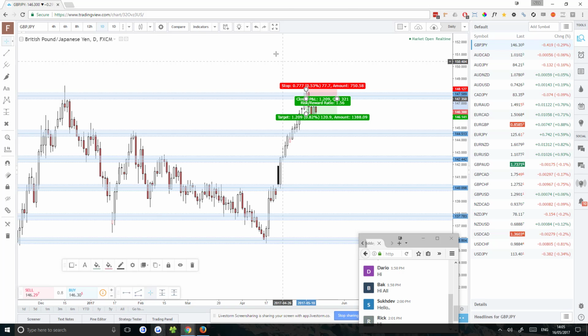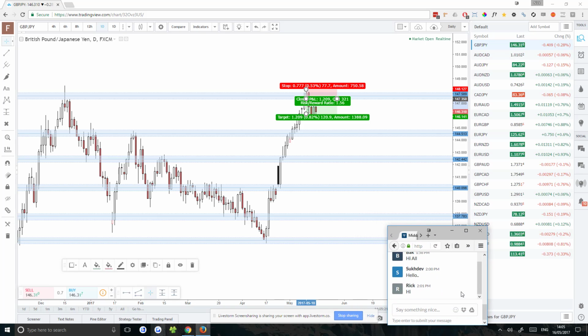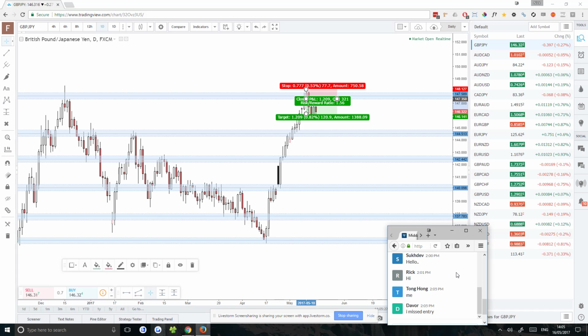How'd you guys do on the GBP JPY trade? Anyone that was in here that took that trade? How did it work out for you? You missed the entry, Dave? That sucks, man. How about you, Tong? How did that work out? Not many people in the room today. What is it about Tuesdays that there's never people here on Tuesdays?